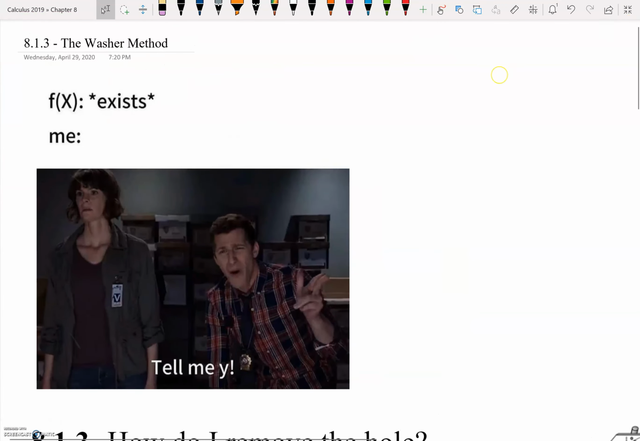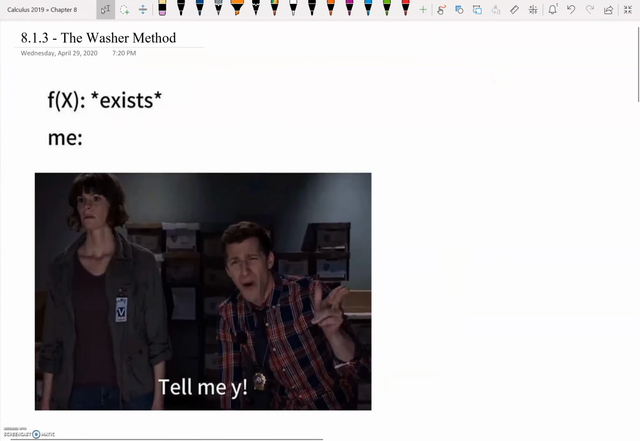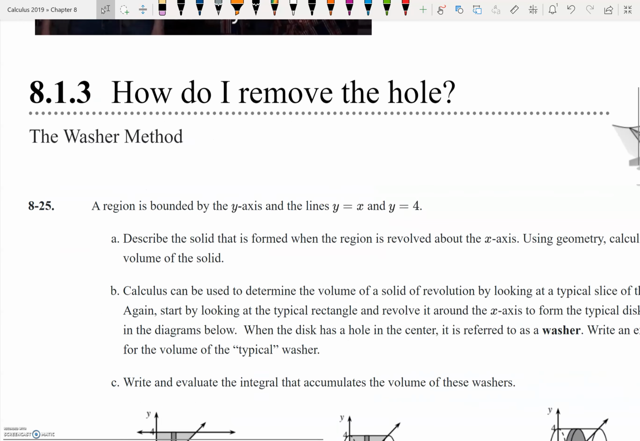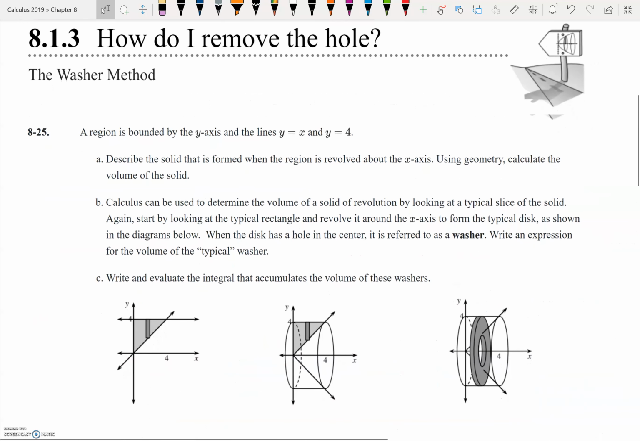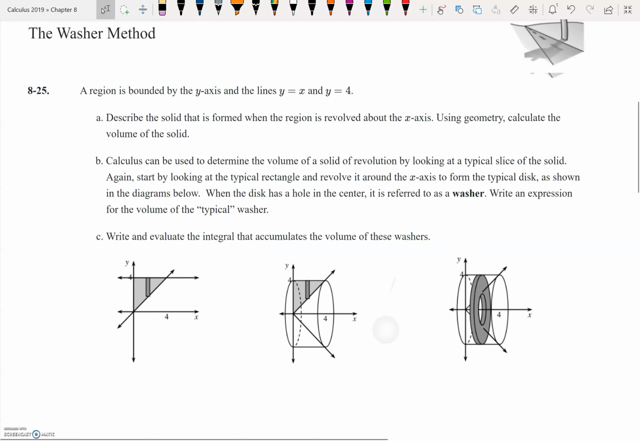All right, the next section we are going to be doing is 8.1.3, the washer method. Hope it's stuck in your head now. So, in 8.25, we have a region that is bounded by the y-axis, and the lines y equals x and y equals 4. So we get this nice little triangle here. We're going to describe the solid that is formed when we rotate this around the x-axis.